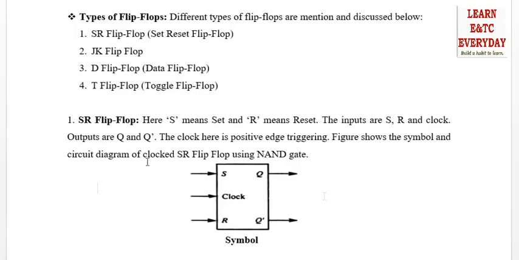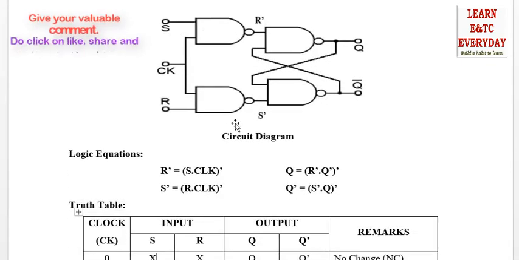Now here we are showing the symbol and a circuit diagram of a clocked SR flip-flop using NAND gates. Clocked SR flip-flop because it uses a clock, and using NAND gates. This is the circuit diagram. In the circuit diagram you can see we have only used NAND gates to draw it. That's why it is called a clocked SR flip-flop using NAND gates.